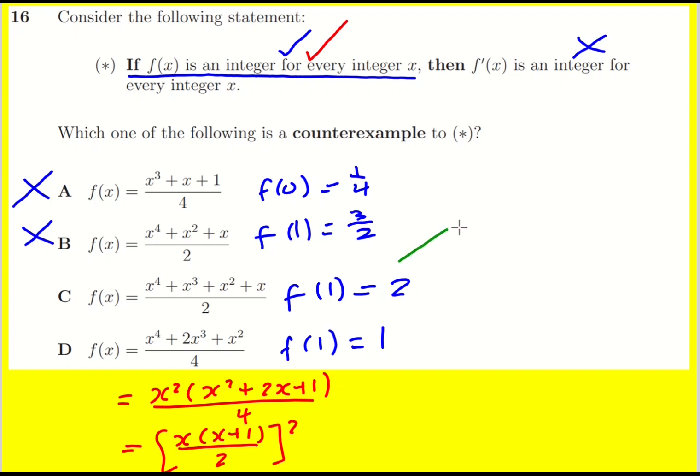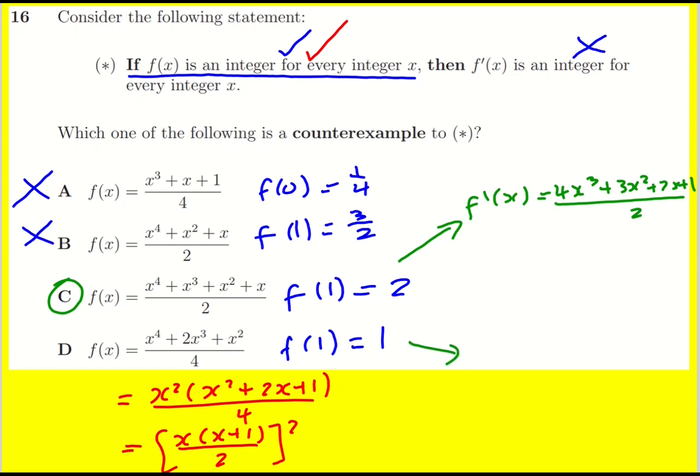But let's look at both cases. Okay, f dash x for this one is going to become 4x cubed plus 3x squared plus 2x plus 1 over 2. And if I now put in x equals 0, I'm going to get a half again. So, in fact, that one is my counterexample. I can stop there. I only need to find one situation where it doesn't work.